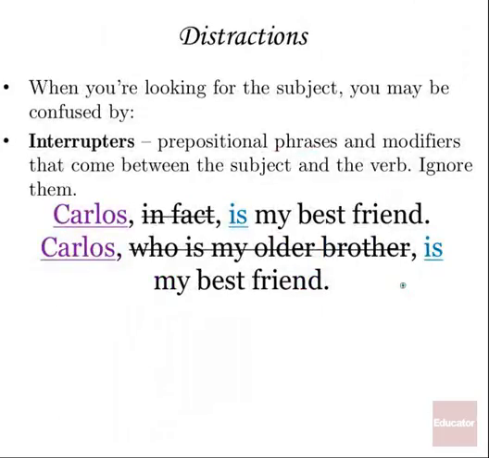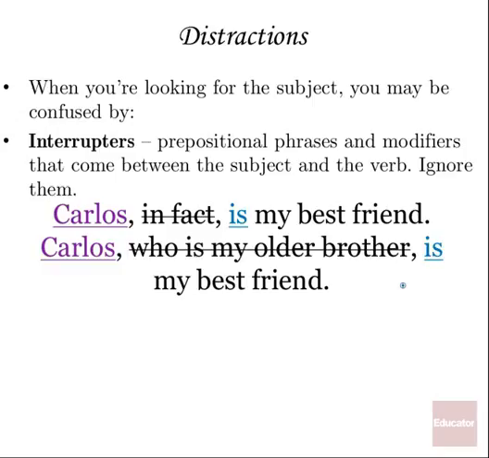All right. Obviously, subject-verb agreement is all about identifying the subject, identifying the verb, and making sure that they make sense together. Now, while you're doing that, there are a couple of things that may distract you. These are things to watch out for. The first is interrupters. Prepositional phrases and modifiers of all kinds that come between the subject and the verb. If you find them, ignore them. They are not relevant to subject-verb agreement.